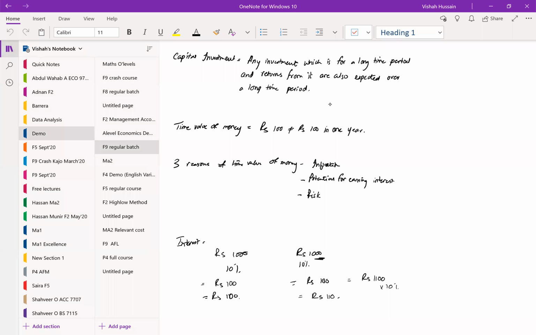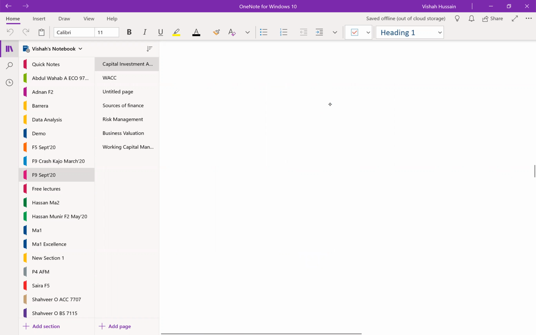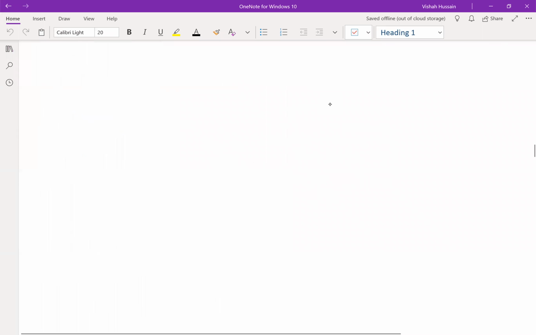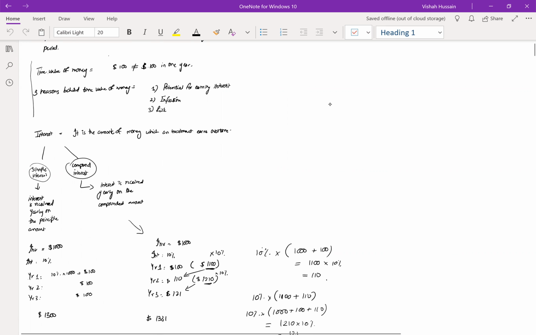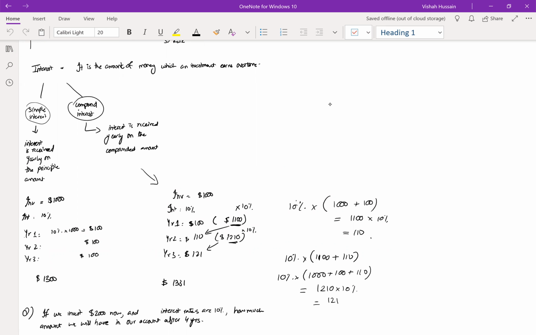Then we have the concept of interest. Interest is any additional amount that you're going to earn on your invested amount. So there are two kinds of interest. One is simple interest and the other is compound interest. Simple interest means that you're going to receive interest yearly on the principal amount only. Principal amount means the same amount that you invested.